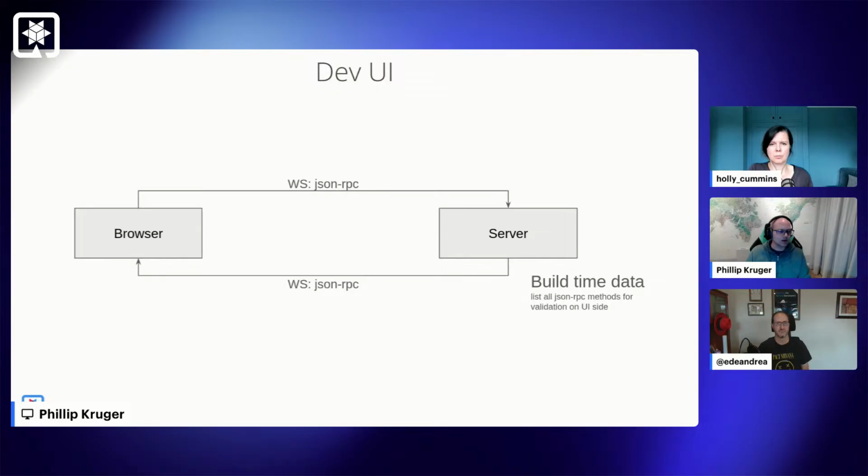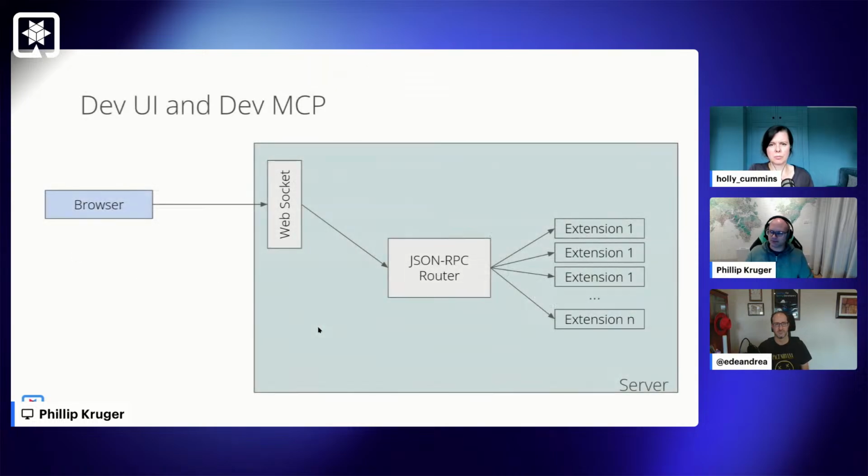So it just felt to me like we already have a whole bunch of stuff there that is very similar to what MCP is. If we look at what DevUI does, you have a browser that talks to a WebSocket, and the WebSocket talks to something called the JSON RPC router. The JSON RPC router is the one that does the most work, and it will route to the correct extension. So if we basically add a streamable HTTP interface, we can do the same and hook in Goose or something like this.